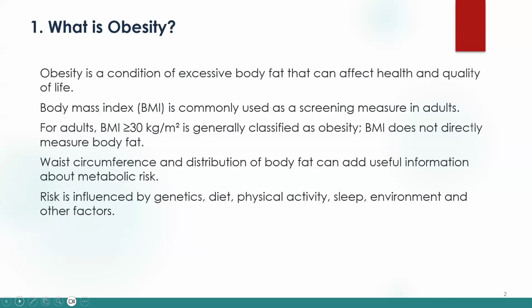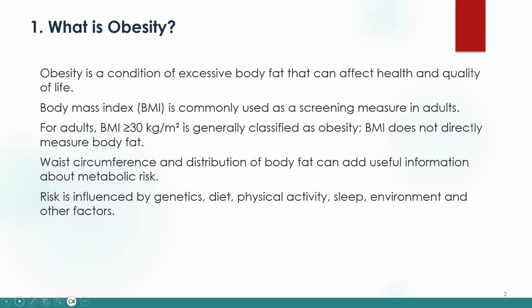Now, first, what is obesity? Obesity is the excessive accumulation of body fat that may adversely affect our health. And the most important indicator for obesity is the BMI, that is the body mass index. A BMI of more than 30 kg per meter square is generally classified as obesity. And there are different types of obesity, like mild obesity, moderate obesity, severe obesity, and super obesity.